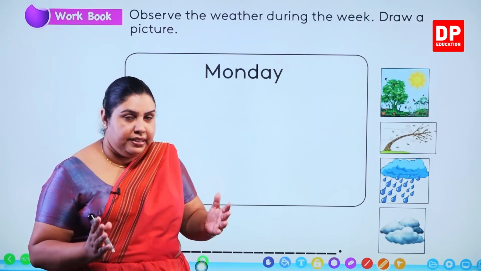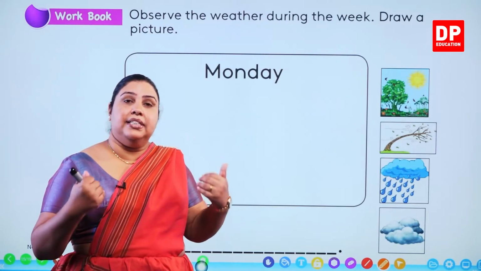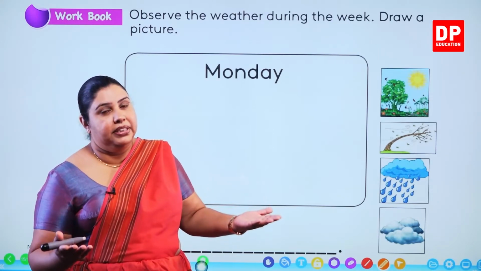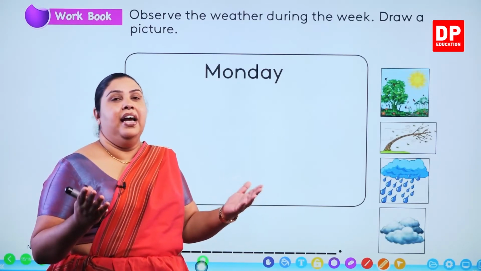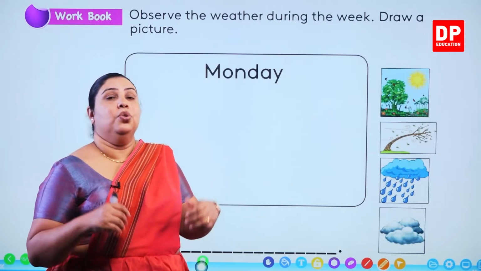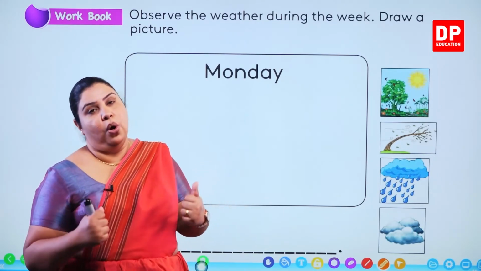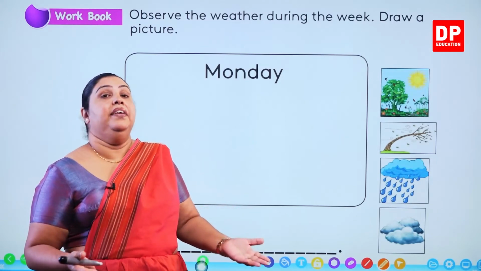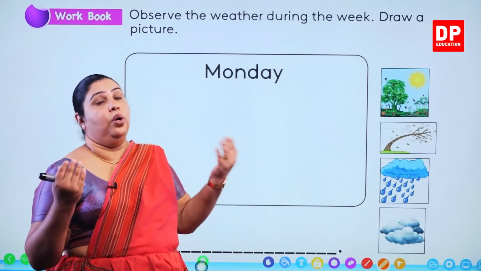So if it is a sunny day, if today is a sunny day, you can draw a picture with the bright sun and the clouds and all that. So if it is a rainy day, you have to draw the rain. If it is a windy day, you have to draw the wind.